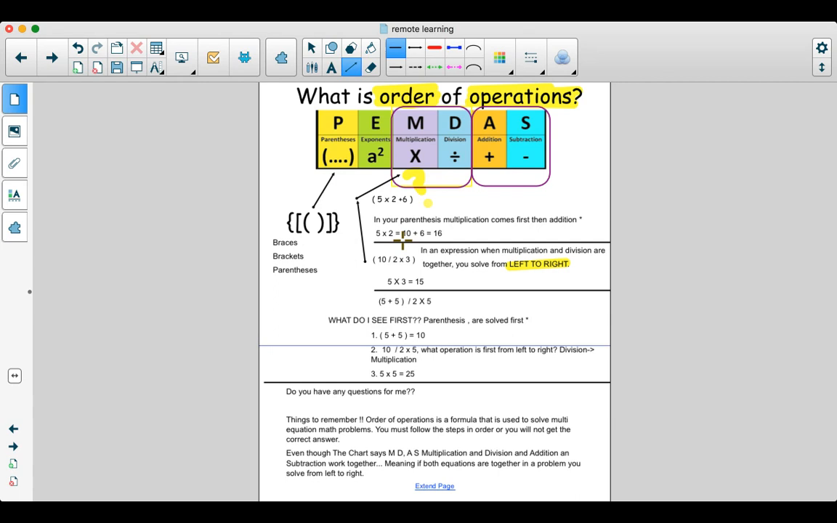PEMDAS, right? When I was in school, we were taught, please excuse my dear Aunt Sally. P for please, E for excuse, M for my, D for dear, A for aunt, S for Sally. But again, M and D, A and S, they could be changed depending on the equation, and you work from left to right.